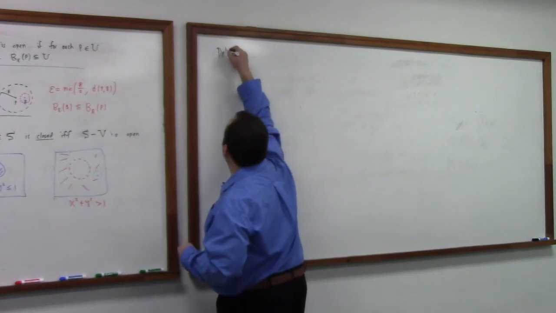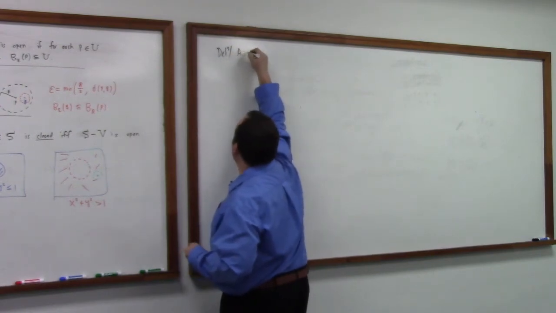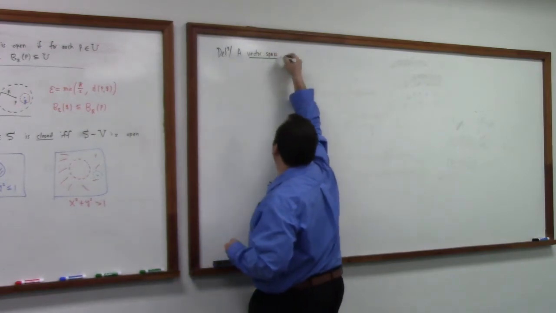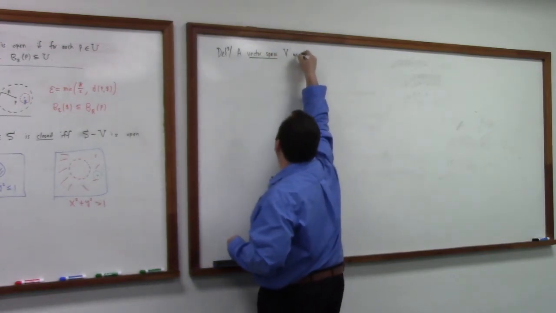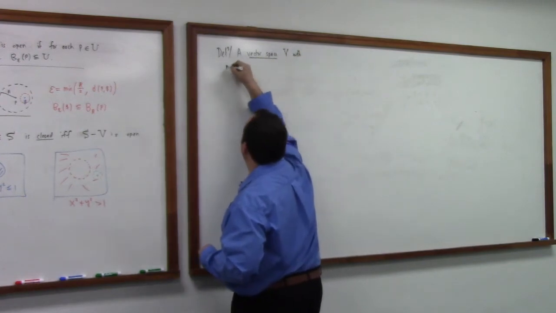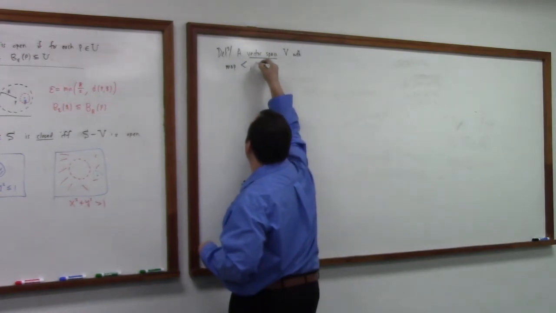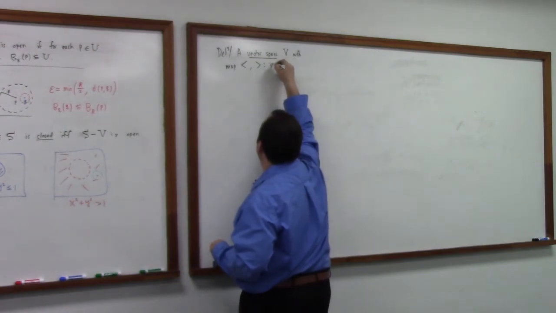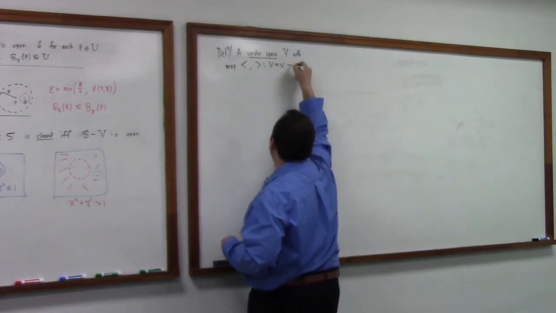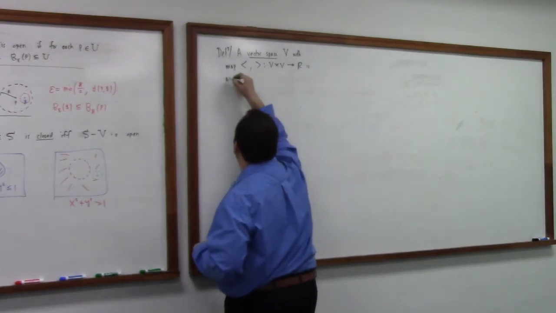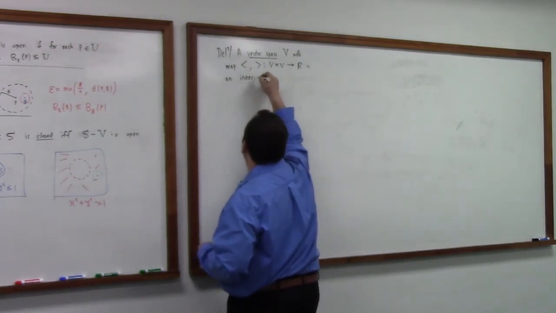Definition. A vector space V with a map, let's say, usually I'll use angle brackets for notation, from V cross V into the reals is an inner product space.